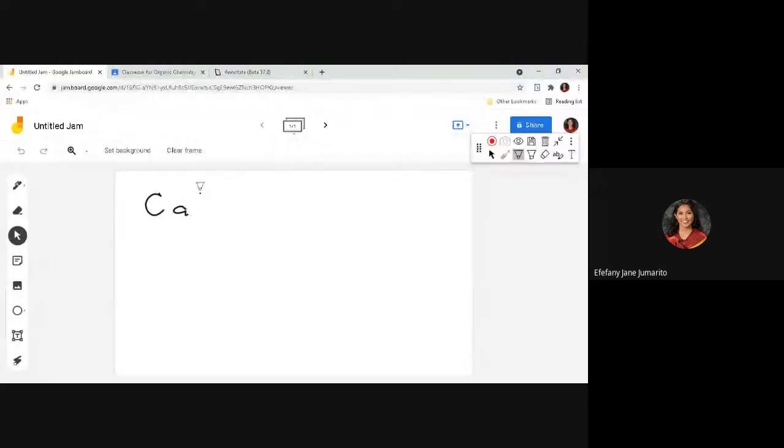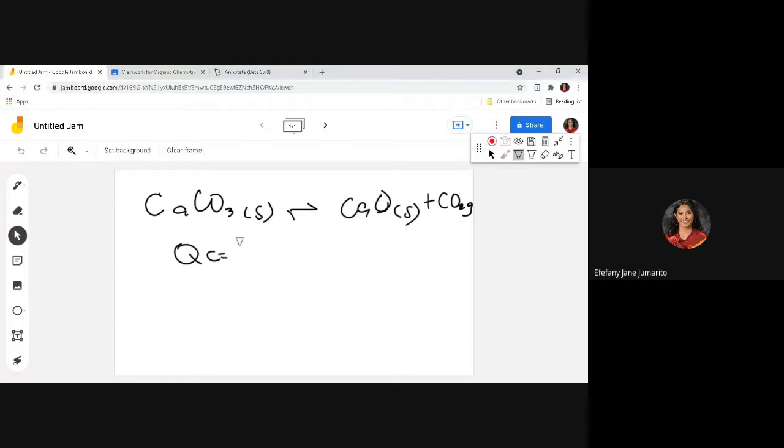We have calcium carbonate, solid. Then it has a reverse reaction. If we have this one, CO2, gas. So what is QC? QC equals CO2 over 1, CO2 divided by 1.